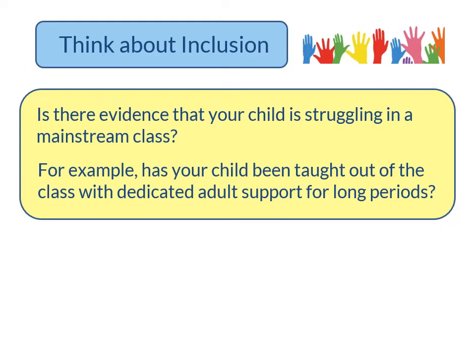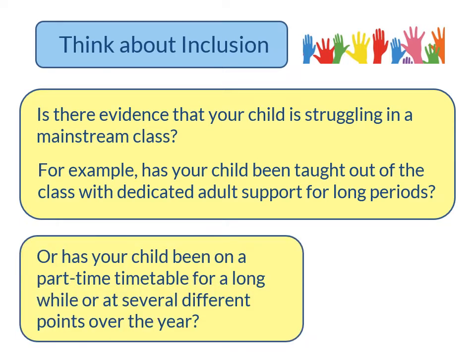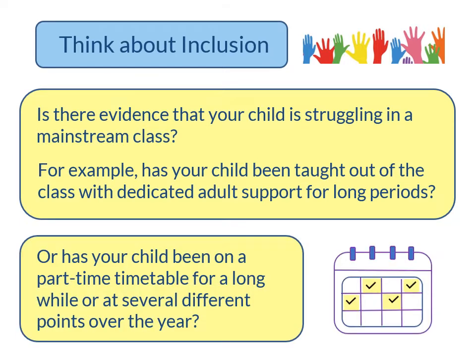Think about inclusion. Is there evidence that your child is struggling in the mainstream classroom? For example, has your child been taught out of the class with dedicated adult support for long periods? Or have they been on a part-time timetable for a long period or at several different points in the school year?